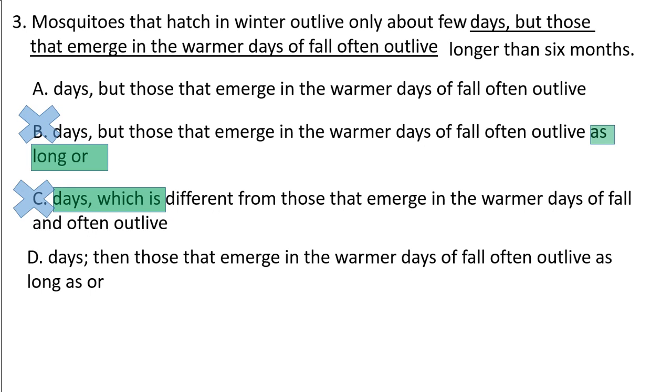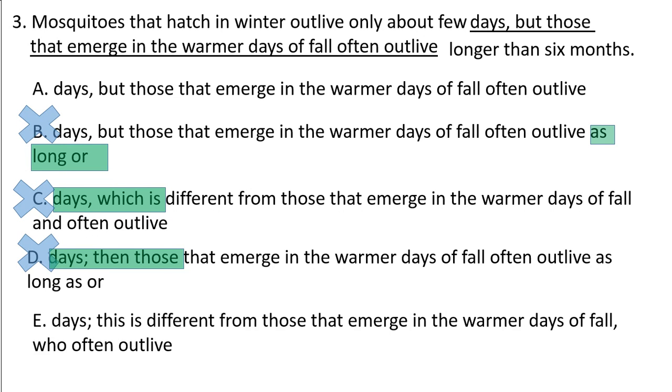E. Days then those that emerge in the warmer days of fall often outlive as long as or longer. Look here, "days then those that": incorrect use of "then". What we need is "but" to give the correct parallelism. And then again the semicolon. Semicolon means "and then those". Look, the two incorrect words: an incorrect conjunction and one incorrect use of semicolon, and then the second is "then". So we can eliminate D.